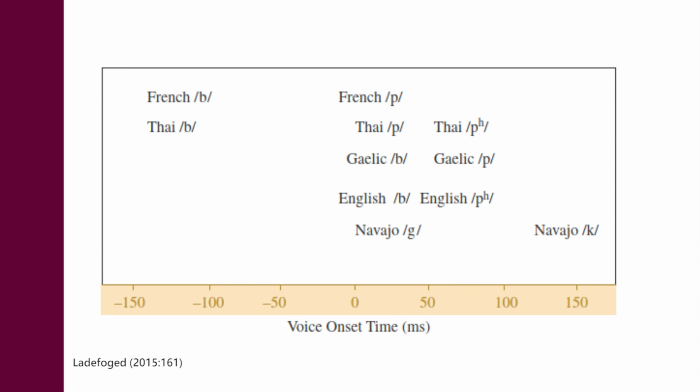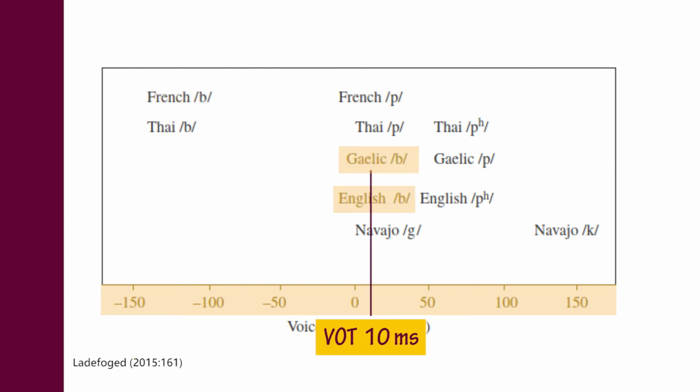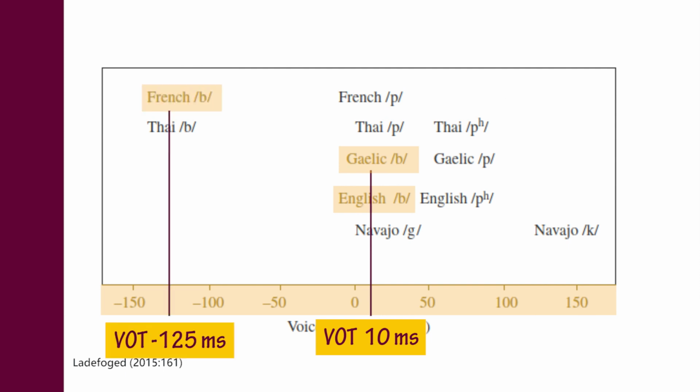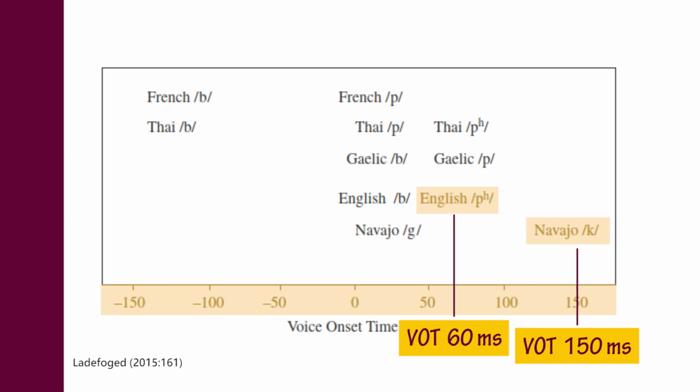at the numbers for the voice onset time in milliseconds, you would see that the French ba has a voice onset time of almost minus 125. Gaelic ba and the English ba are almost the same VOT. Do you see how different the French ba is from the English ba based on VOT? Another observation is, if you look at the rightmost extreme of the table, what do you see? It means that the Navajo ka has even more aspiration than the English pa. The VOT is almost 150. The VOT for English pa is less than 100.